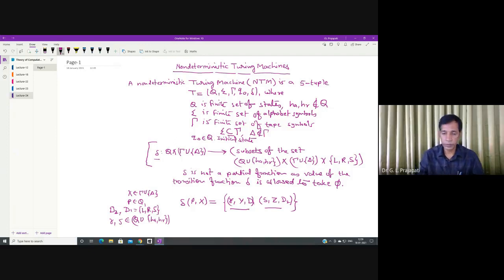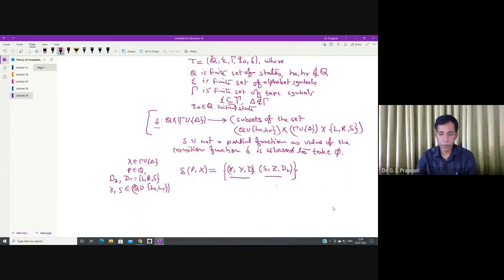So here, with the help of the transition diagram, you can say that you are in the state P, and you are going to the state R. For what? From P, if the tape symbol is X, you modify the tape symbol to Y, and you move the tape head in direction D1.